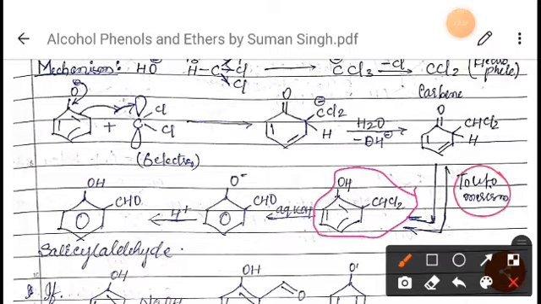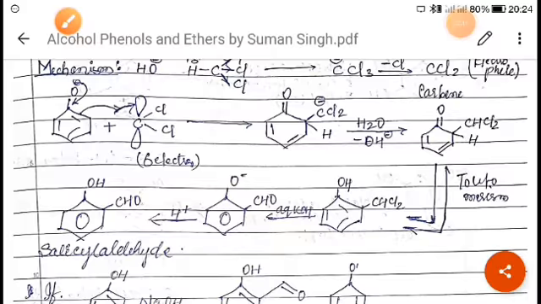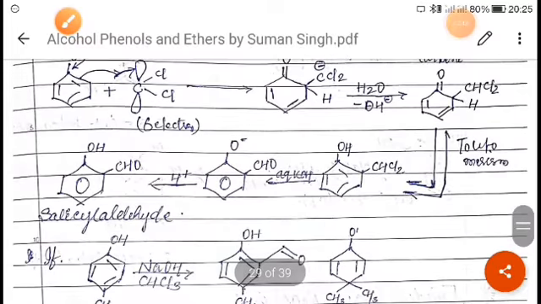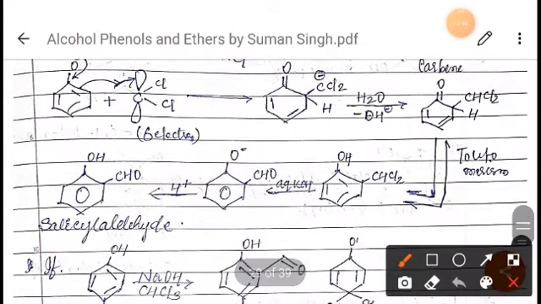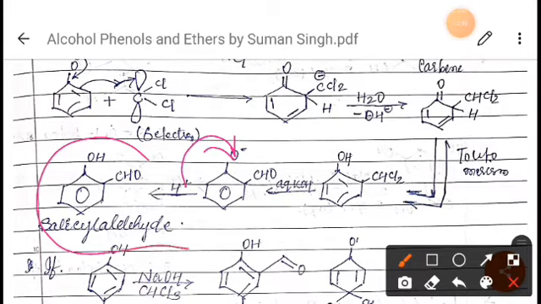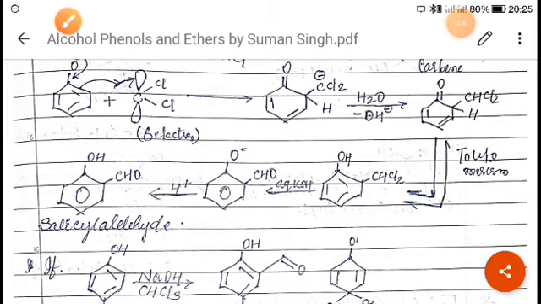After the tautomerism, again in the presence of aqueous KOH or NaOH, we will get one aldehydic group attached to the ring, and this will carry a negative charge here, as you can see. After that, in the presence of H positive, H positive will come and attach to this oxygen, and we will finally get salicylic aldehyde, right? So I hope you have understood the mechanism.